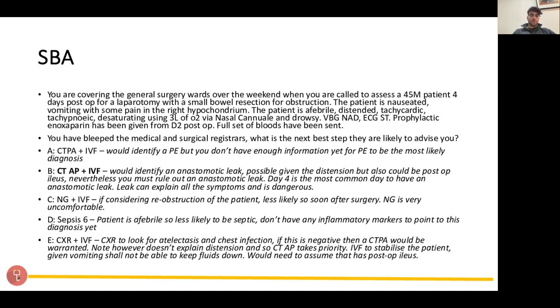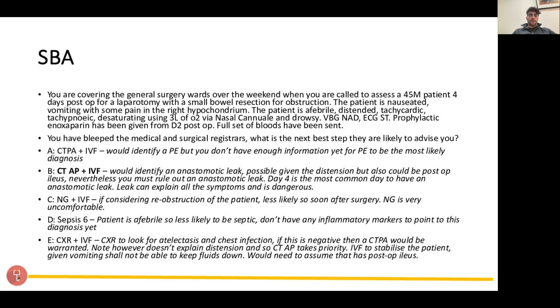Now, day 4 is the most common day to have an anastomotic leak. And a leak would explain all the symptoms and is dangerous. It would explain the tachycardia, the tachypnea, the desaturation. It would explain the distension, the nausea and the vomiting, and it would fit with a small bowel resection and a laparotomy.